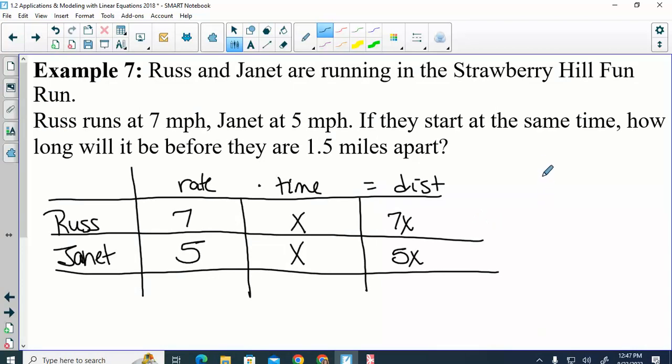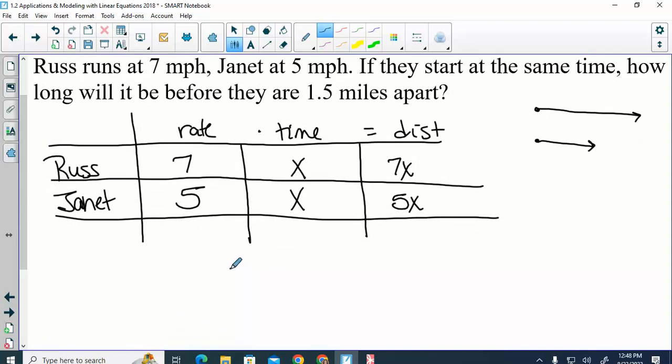In this one, they started from the same point. She's slower. How long until they are 1.5 miles apart? So what should we do for our equations? Subtract. So it'll be Russ minus Janet equals the 1.5. You're welcome to still put that 3rd row and put the 1.5, as some people really like to, but just know you're not just going to add up to equal that. You have to think about the problem.